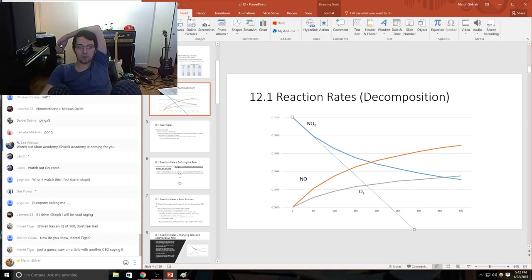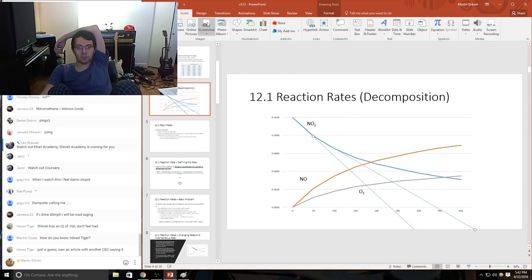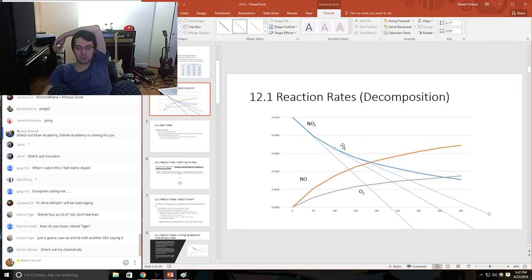But wait a second, if you look at the next 50 seconds, the rate appears to be slower. And then if you look at the next 50 seconds after that, it's even slower. So it seems to be slowing down with time. And we're going to study why exactly that happens. But the other thing we have to understand is, how do we describe a rate that slows down over time?